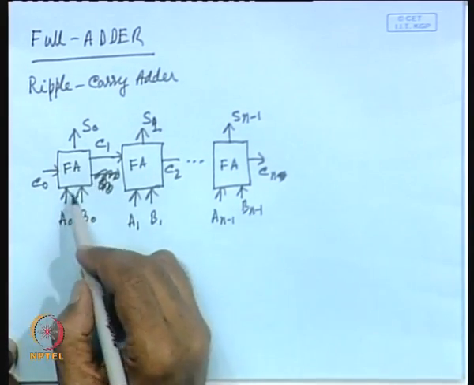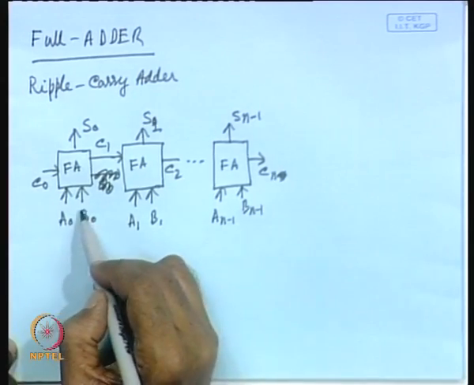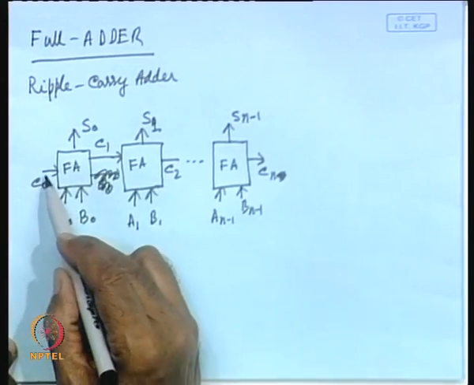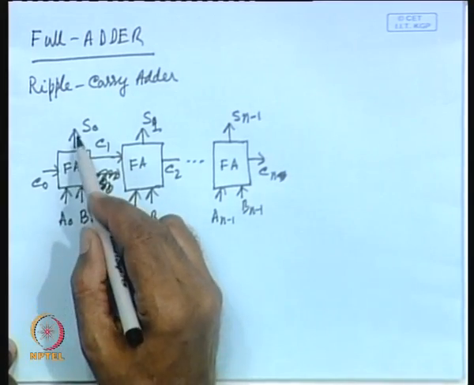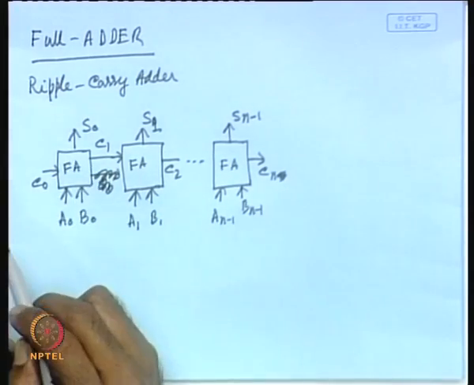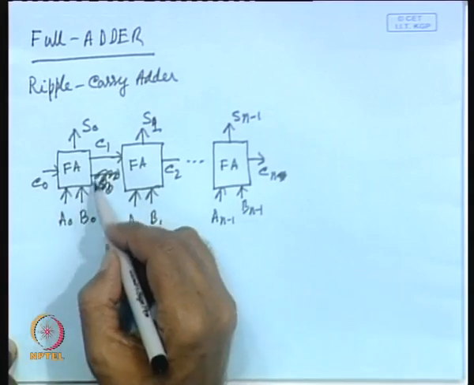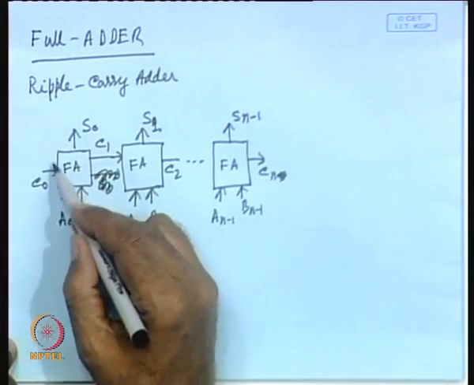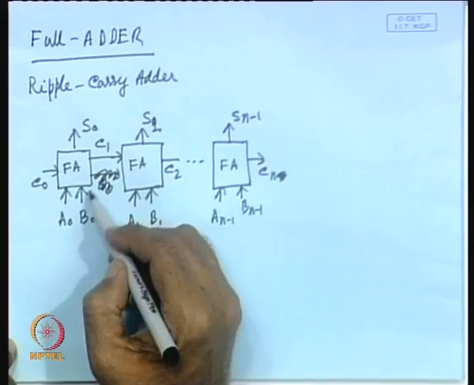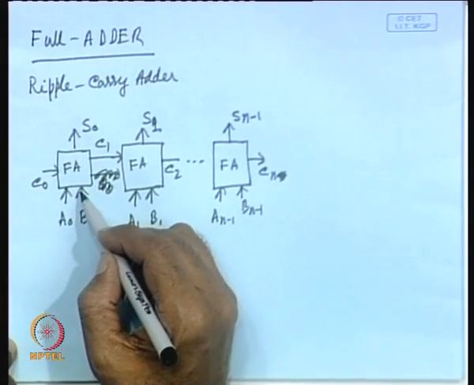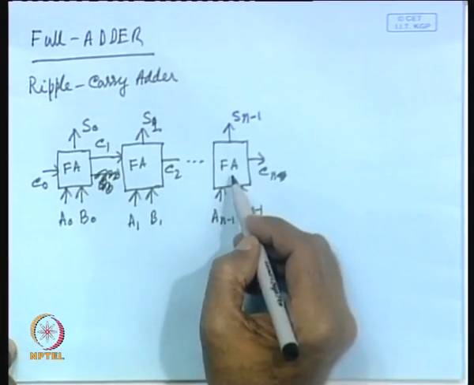So, full adder means it has got 3 inputs, 2 variables and a carry from the previous stage, and it produces carry and sum. So, if we can realize one full adder by using complex CMOS circuit, you can cascade them to realize an n-bit adder. So, I shall discuss the realization of a single bit full adder.